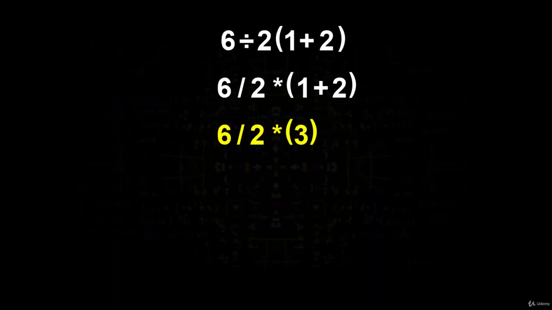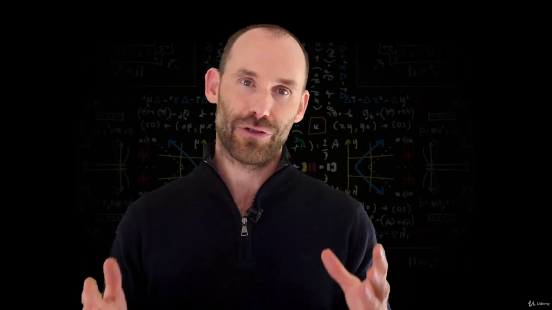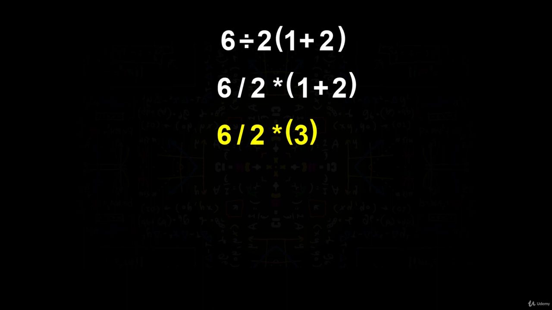In this example, the division, 6 divided by 2, comes before the multiplication, and it's before it from left to right. So there's not really any argument here, and the answer has got to be 9, because 1 plus 2 is 3, and then we need to say to ourselves, well, 6 divided by 2 is 3 as well. Then you multiply those 3 together to get you 9.